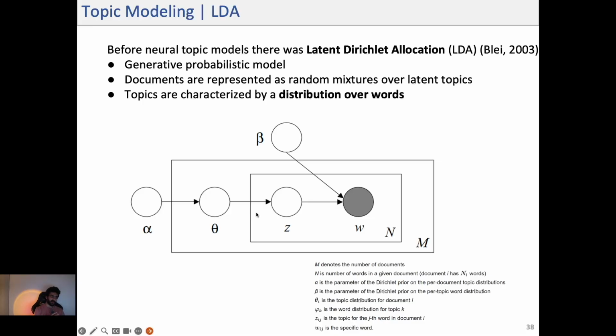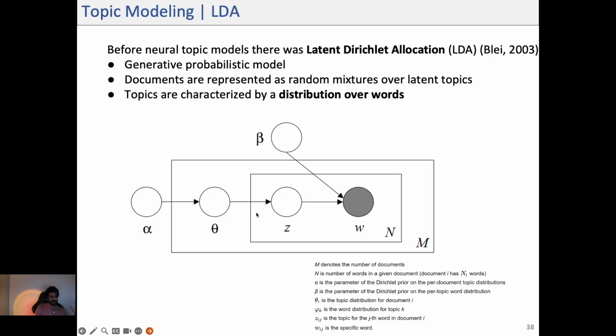And then we go to W, which is the word generation. Given the chosen topic Z sub ij, we then sample the actual word W sub ij from the topic's word distribution phi Z sub ij. So this gives us the final word we see in the document.